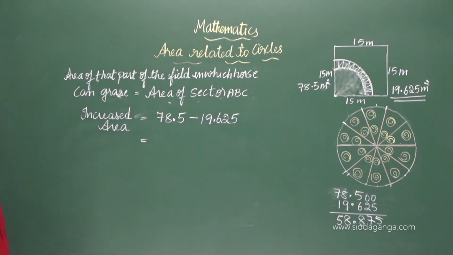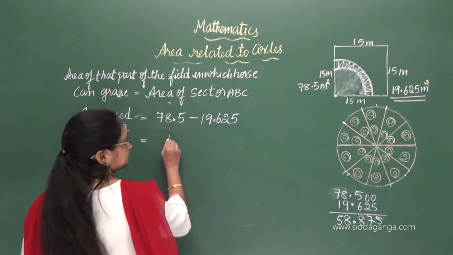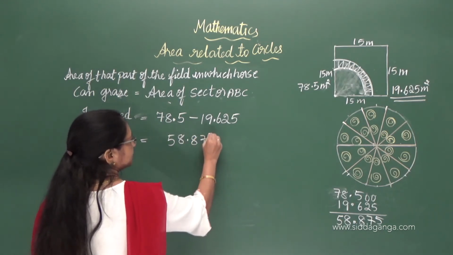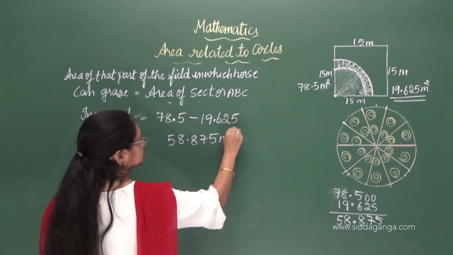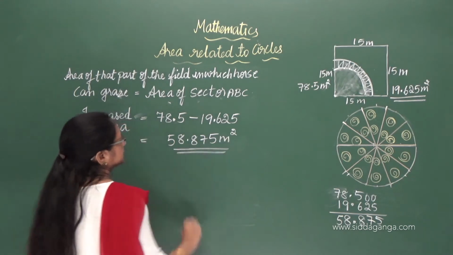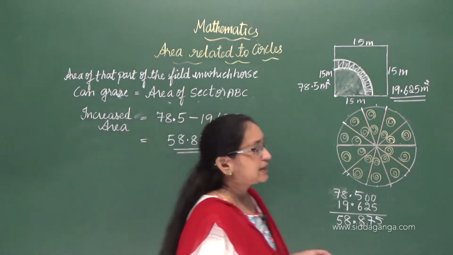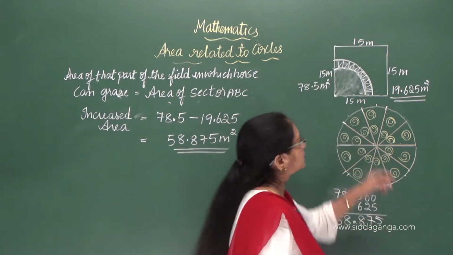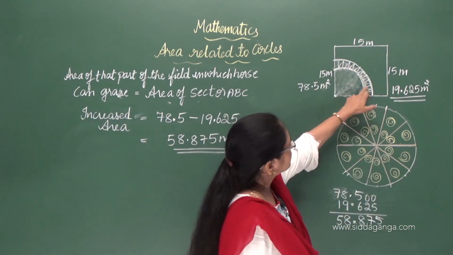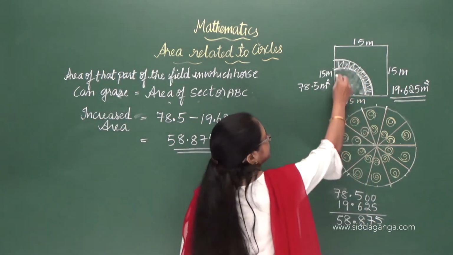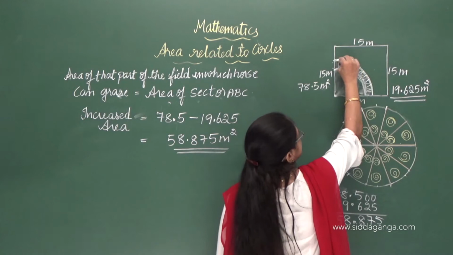58.875 meter square. See, increased area is 58.875 meter square. What part of the field increased? Only this part of the field increased. So this much.